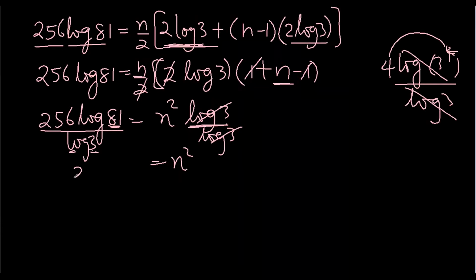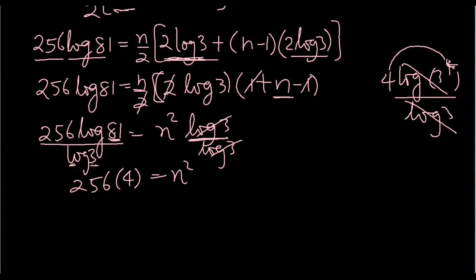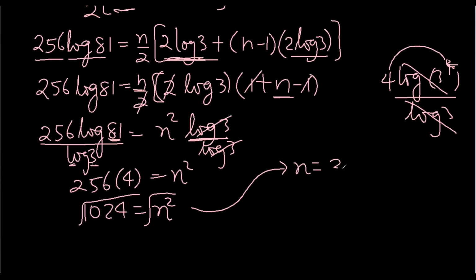So we are left with 256 was there and just 4 after that. You can use your calculator because in this part they are not saying that do not use calculator, right? So you can use calculator. I'm just doing it mentally. 1024 equals n squared, square root both sides, and finally n is 32. This is what they were asking.